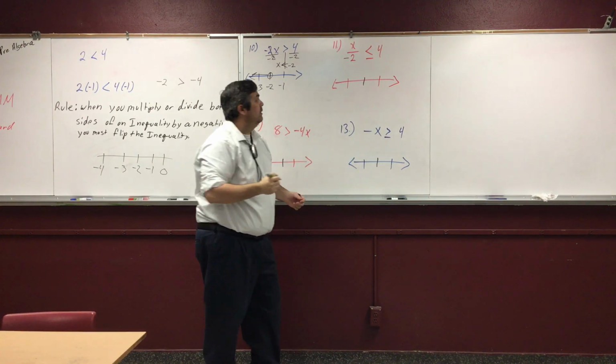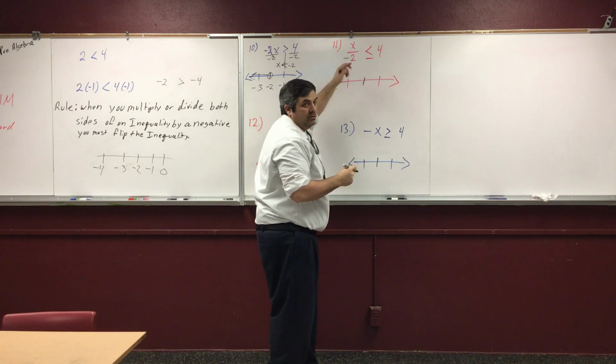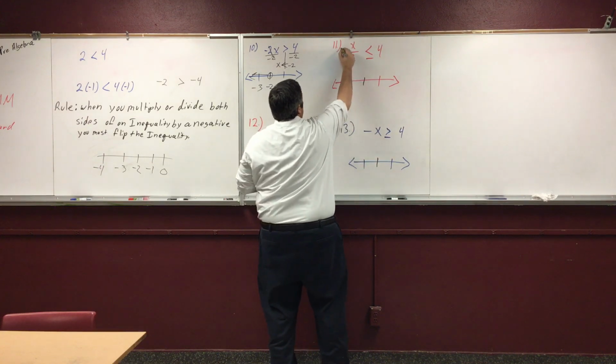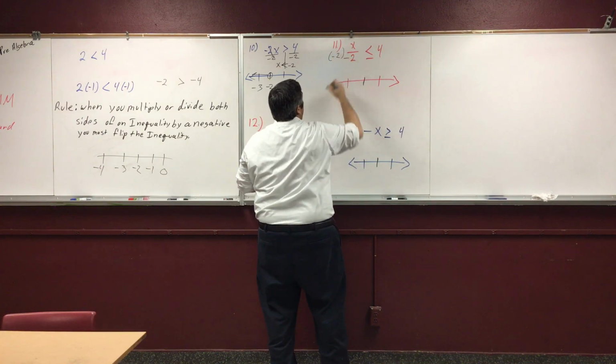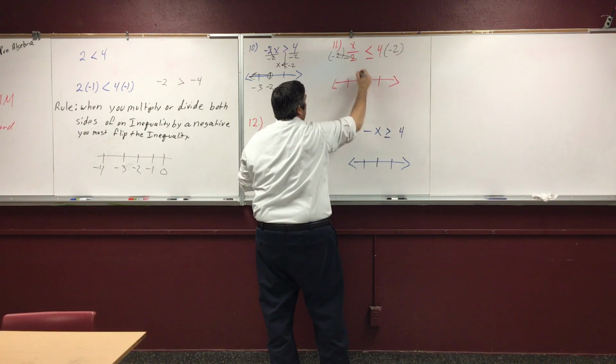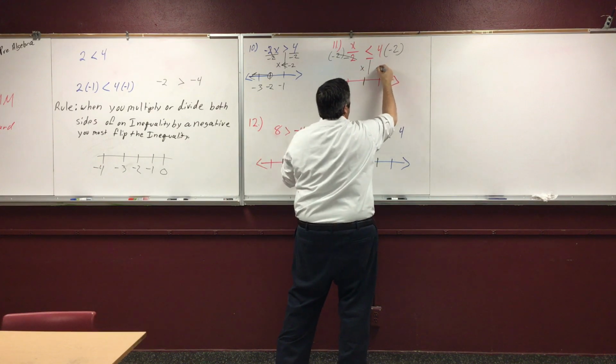So I'm going to send it down there with that negative 2. Now, in order to get rid of this, this is division, so you're going to use the opposite operation, so you're going to multiply by a negative 2. So here, multiply both sides by a negative 2. These cancel out, and you bring down the x. 4 times negative 2 becomes negative 8.